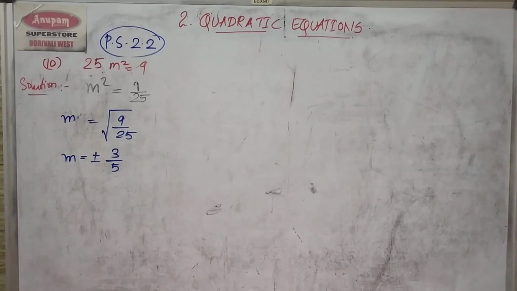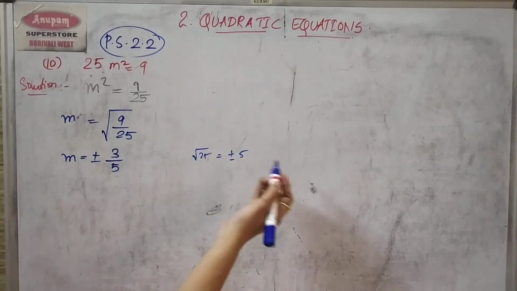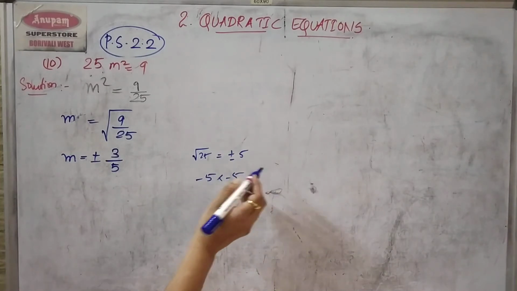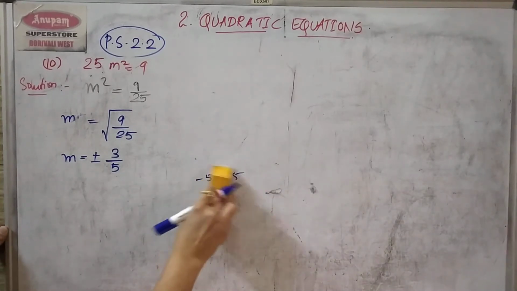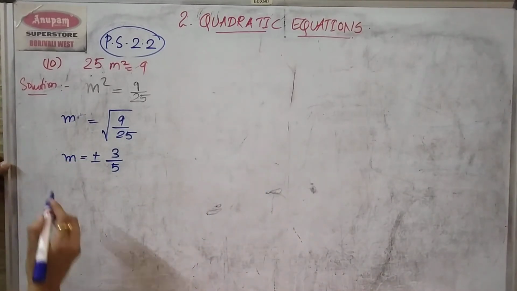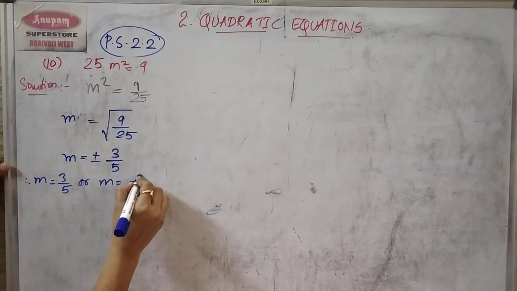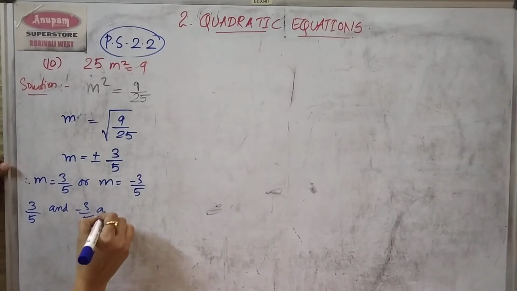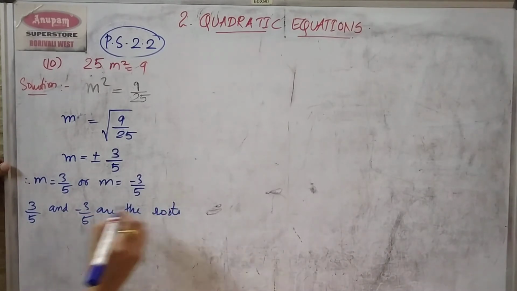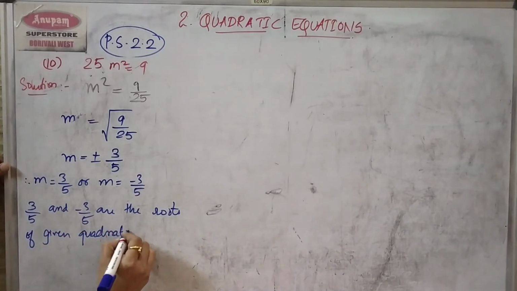See, square root of a positive number can be a positive number or a negative. If I ask you what is the square root of 25, it can be plus 5 also or minus 5 also, because 5 into 5 also gives you 25 and minus 5 into minus 5 also gives you 25. So square root of any positive number can be positive or negative, and that's why we write down this plus and minus. Therefore m is equal to 3 upon 5 or m is equal to minus 3 upon 5. So our answer is 3 upon 5 and minus 3 upon 5 are the roots of the given quadratic equation.